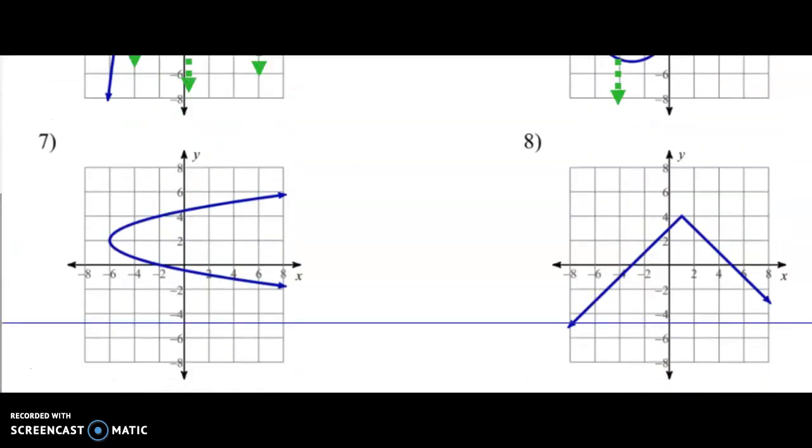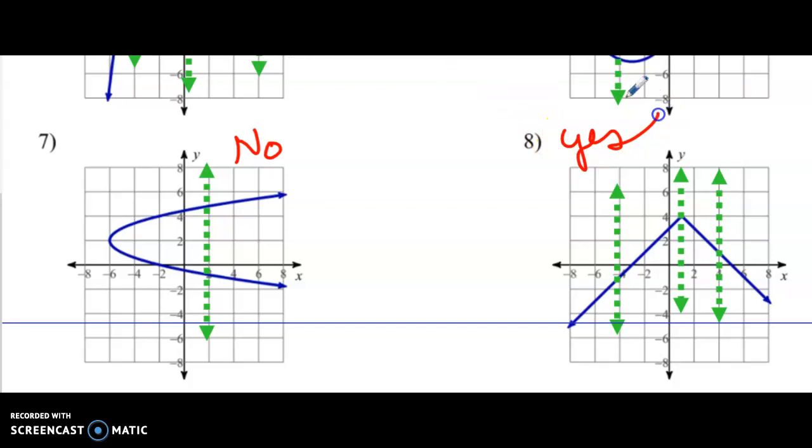For number 7, if I draw a vertical line, just looking at it, I can draw one here. It crosses it twice, so no, this is not a function. If I draw a vertical line anywhere on here, I won't cross my graph but at one place. So this one is yes, it is a function.